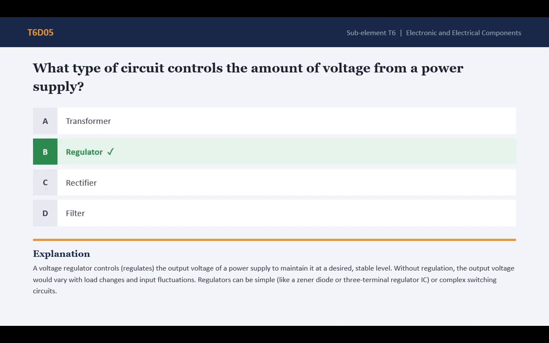What type of circuit controls the amount of voltage from a power supply? B. Regulator. A voltage regulator controls, or regulates, the output voltage of a power supply to maintain it at a desired stable level. Without regulation, the output voltage would vary with load changes and input fluctuations. Regulators can be simple, like a linear diode or three-terminal regulator IC, or complex switching circuits.